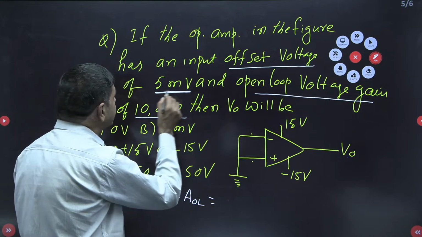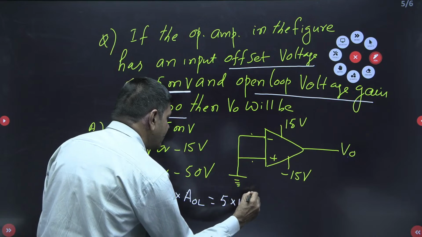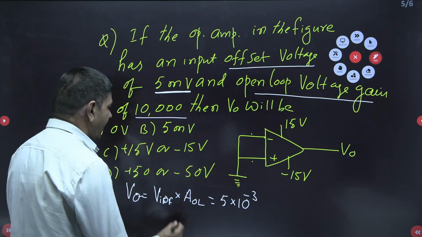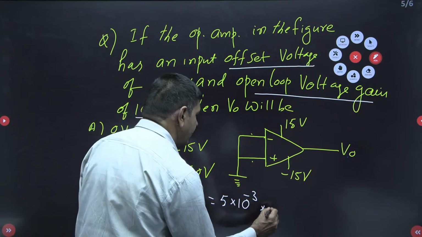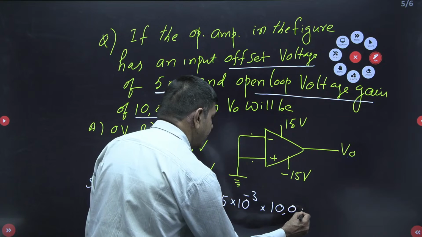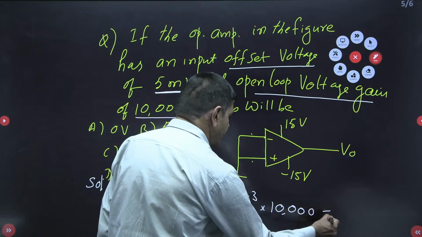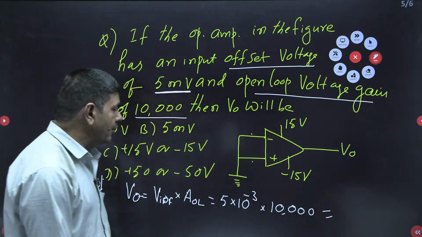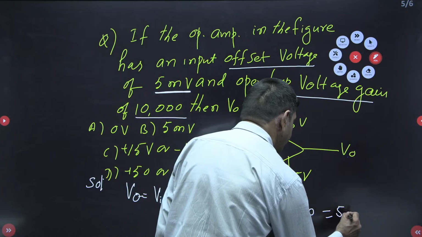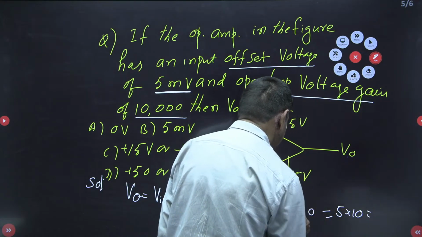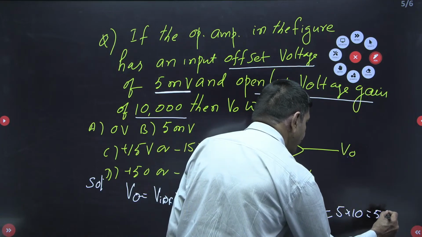Input offset voltage is given as 5 millivolts, 5 into 10 power minus 3, specified in the problem. And the open loop gain is given as 10,000. Use a calculator and find the value. 5 into 10 power minus 3 times 10 power 4, the powers cancel, and 5 into 10 is available. 50 volts is the result.